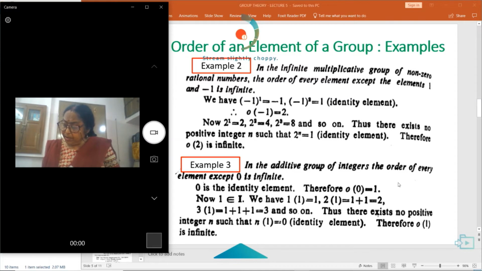We know for the additive group 0 is the identity element, therefore the order of 0 is 1. Now 1 is an element of the integers, so 1 times 1 is 1, 2 times 1 is 2, 3 times 1 is 3, and so on. Thus there exists no positive integer n such that n·a is equal to 0, the identity element of the additive group. Therefore, order of 1, an element of the set of integers, is infinite.